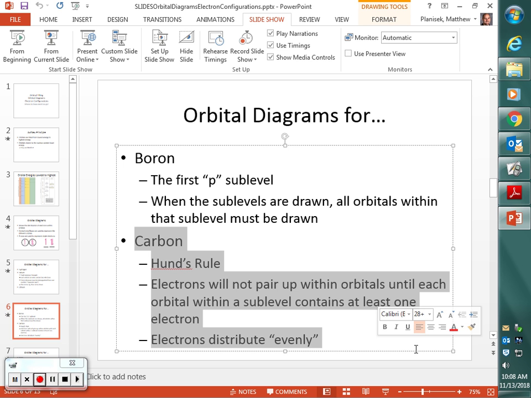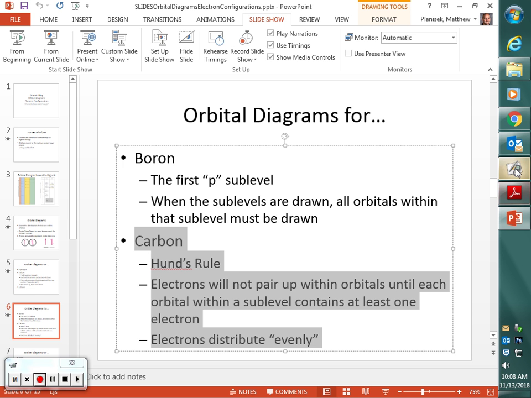Hund's rule says, I don't think you guys have to fill in anything, I think it's written for you on your outline underneath carbon. Electrons will not pair up within orbitals until each orbital within a sublevel contains at least 1 electron. We try to distribute them as evenly as possible. Basically, if we have multiple orbitals that have the same energy, like the 2p orbitals, each of those orbitals gets 1 before any of them get 2. Good there?